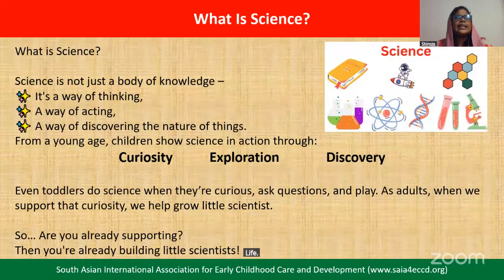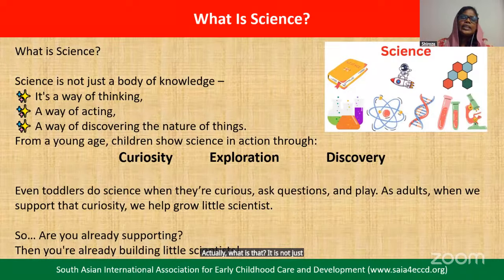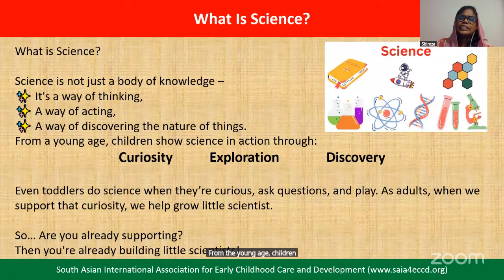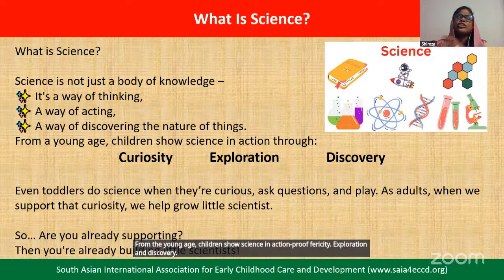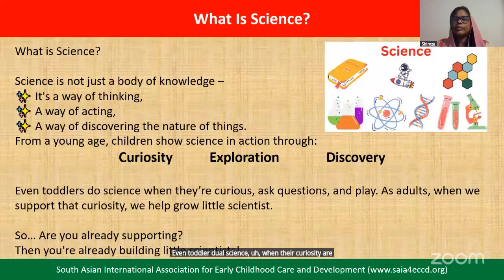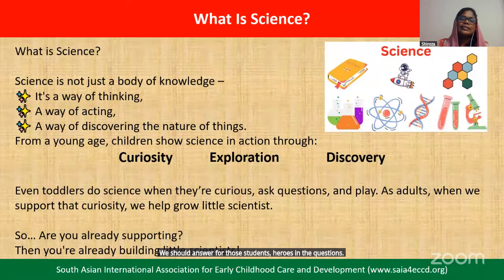Now we see what is science. Actually, what is science? It is not just a body of knowledge. It is a way of thinking, a way of acting, a way of discovering the nature of things. From a young age, children show science in action through curiosity, exploration, and discovery. Even toddlers do science when their curiosity asks questions and play. As adults, when we support the curiosity, we help grow little scientists. We should answer the children's curious questions. Then they learn science.